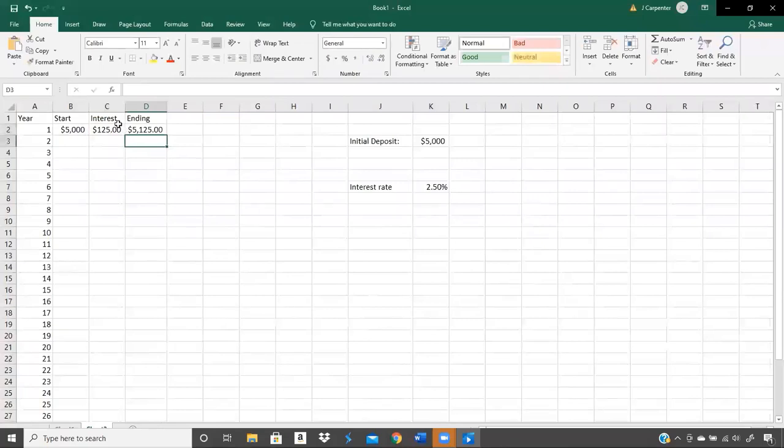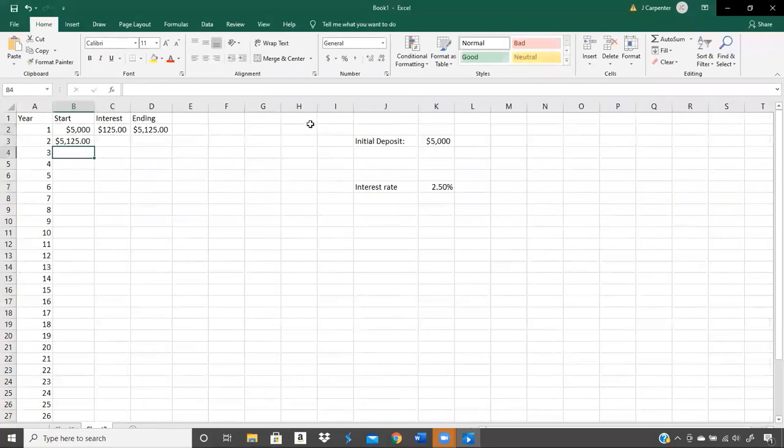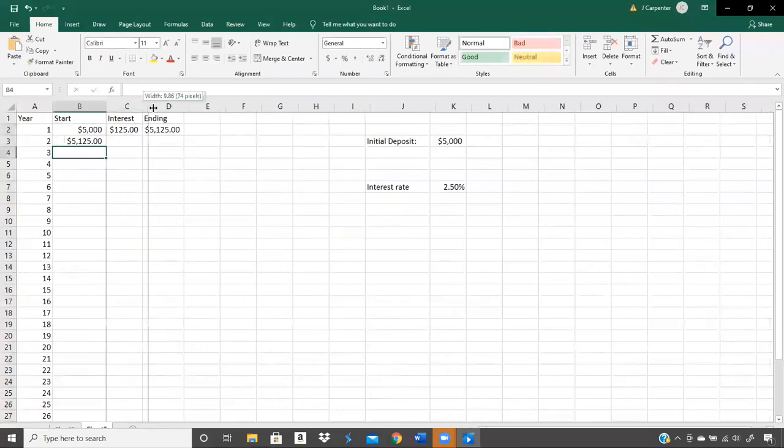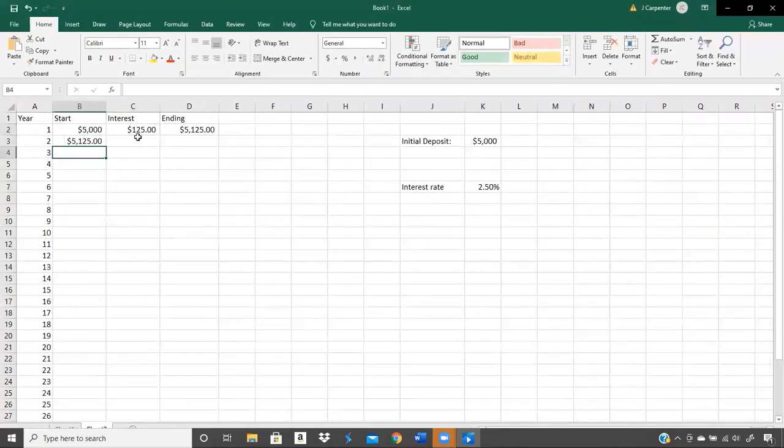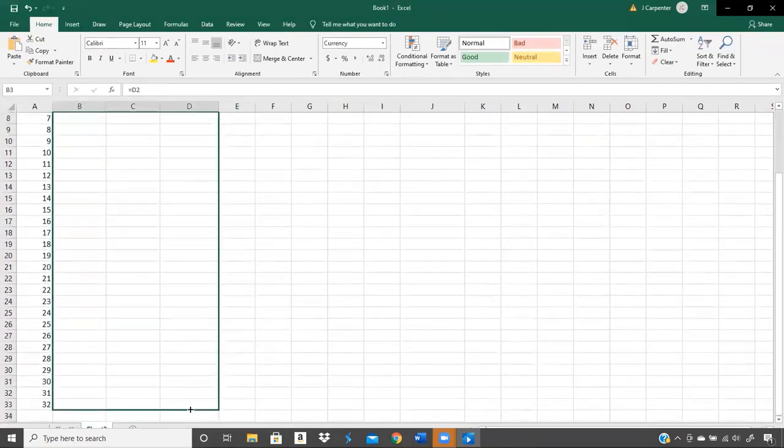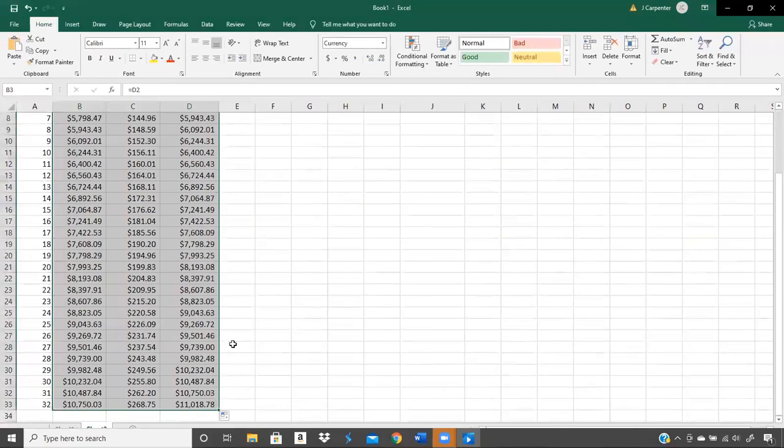Boom. $125 for free the first year, giving us $5,125 now. Link the starting of year 2 to the ending of year 1. Boom. Probably going to need to widen these columns some. It's pretty common unless you just zoom in ridiculously. We already fixed the interest formula since we've practiced well at this point, so let's drag it down. The ending balance formula should be the same, so let's drag it down. Now that I have year 2 completed, we can highlight them all and drag it all the way down to year 32 if we like. Or we could do it column by column, it wouldn't matter.